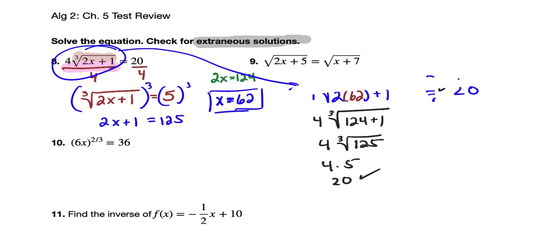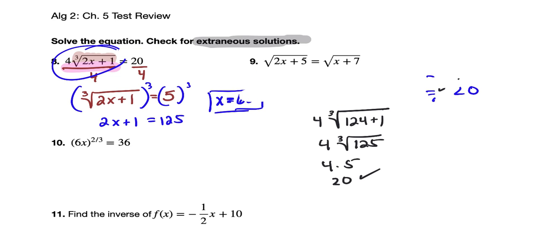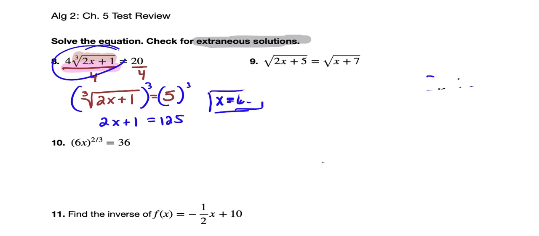Let's erase some of this so we have room. All right, next problem. What do we have there? X equals 62.